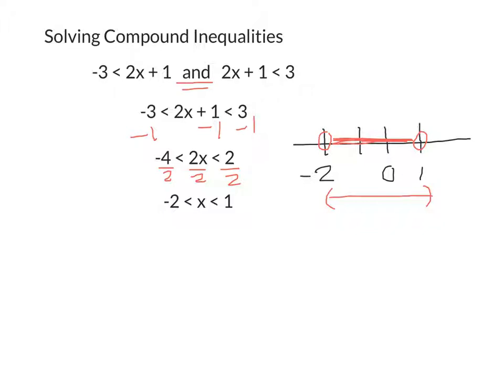Now, if instead of just being less than, it was less than or equal to, if that were the case, then we would take and color in the circles, because in that case, x could equal minus 2, it also could equal 1. So that would be the way you would graph it. So that if it can equal those values, then you color in the circles. If it's just less than or greater than, then it's open circles.